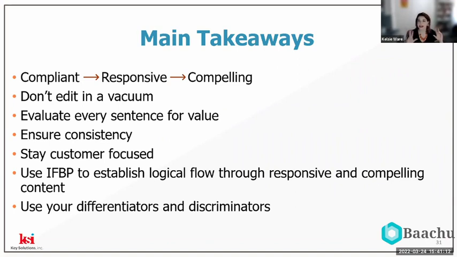And then using that IFBP method to establish logical flow through your responsive and compelling narrative, and then making sure that you know the difference between your differentiators and discriminators, and that you are using them to make yourself as compelling as possible, and finding areas where you can use discriminators to develop ghosting into your narrative. So those are my tips on adding responsiveness and compellingness.